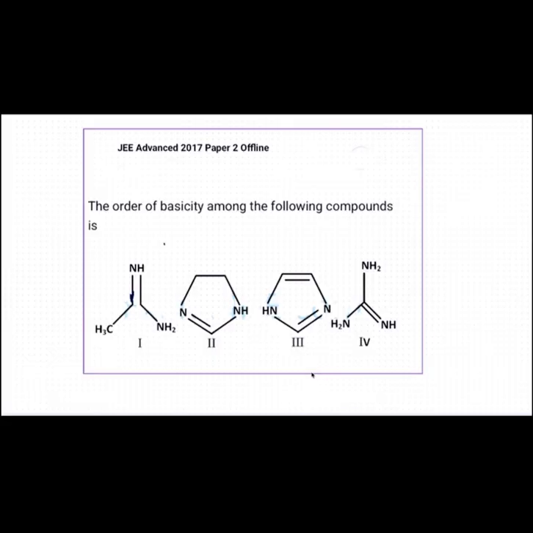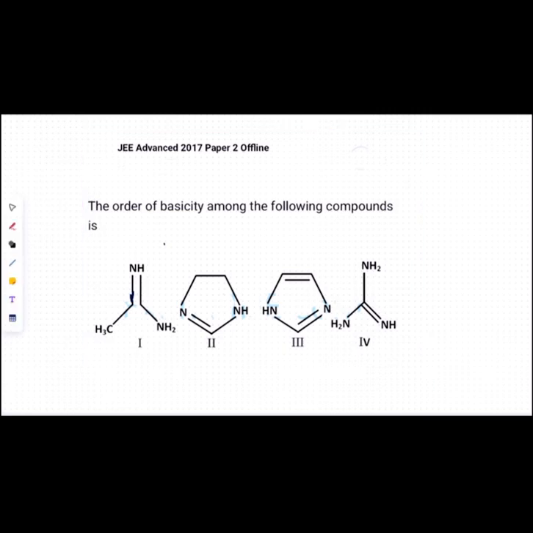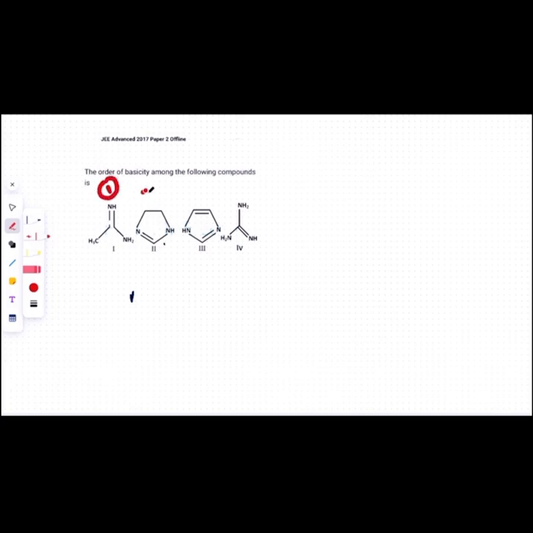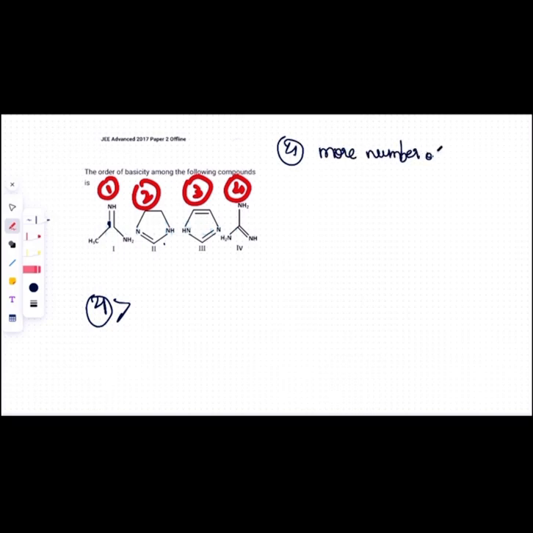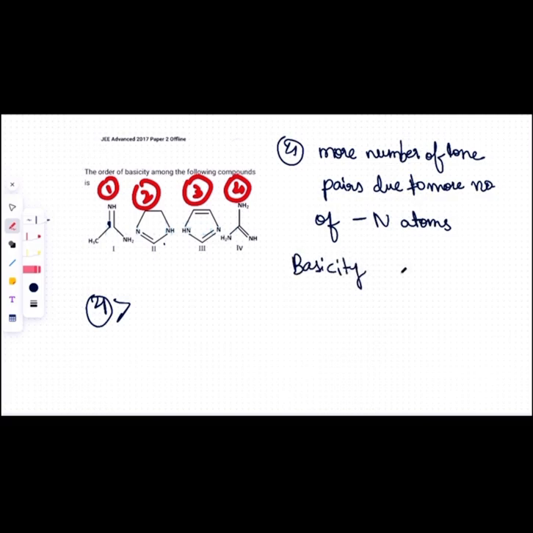So the first question is from JEE Advanced 2017 paper 2 offline, as already mentioned. In the first paper we have 4 structures, in which we have to find out the basicity order. In structures 1, 2, 3 and 4, which I'm marking right now, the largest number of nitrogen atoms is present in the fourth structure. More nitrogen atoms means more nucleophilic sites. Nucleophiles are electron rich, so the more N atoms, the more basic it will be. That's why the basicity of the fourth one will be more.